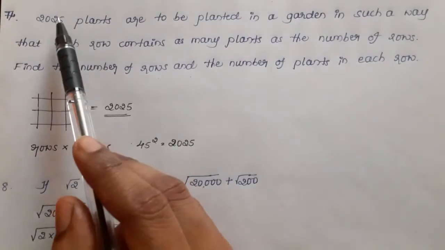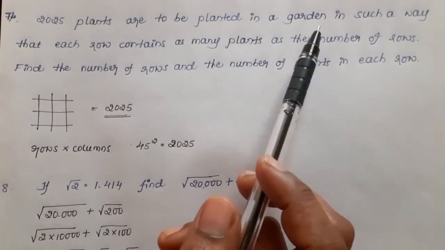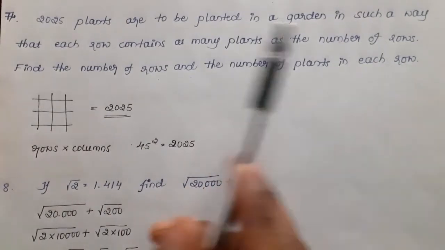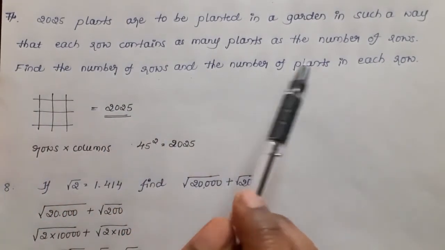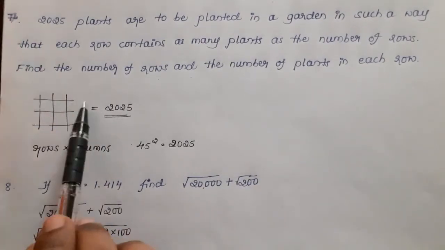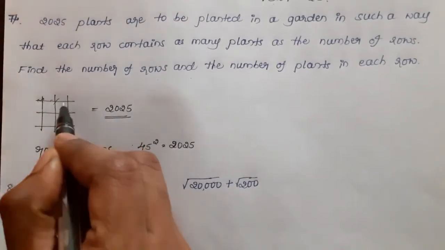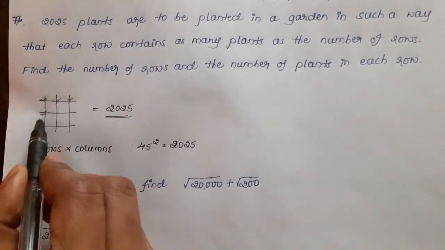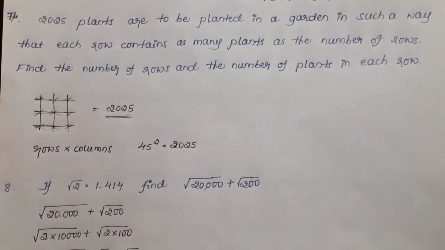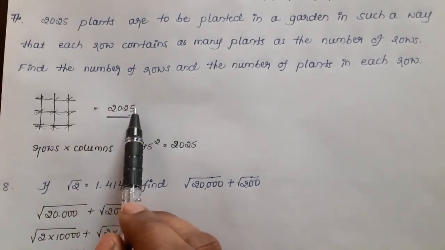Next one. 2025 plants are to be planted in a garden in such a way that each row contains as many plants as the number of rows. Find the number of rows and the number of plants in each row. For example, if it has 3 rows, then each row contains 3 plants. So it is so simple: they are asking for the square root of this number. That's it.